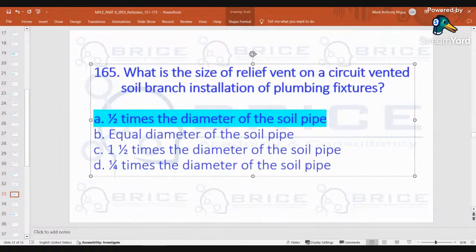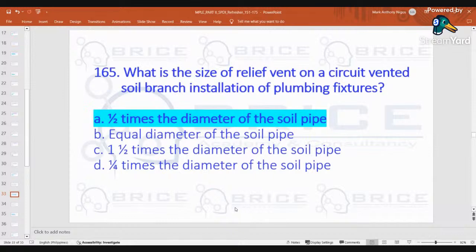What is the size of relief bend on a circuit vented soil branch installation of plumbing fixtures? The answer is 1/2 times the diameter of the soil pipe.